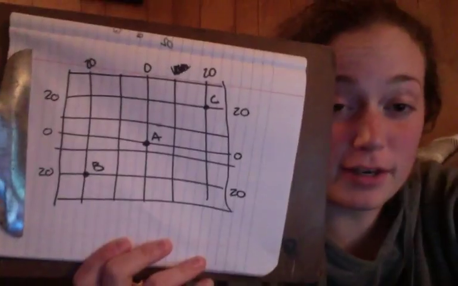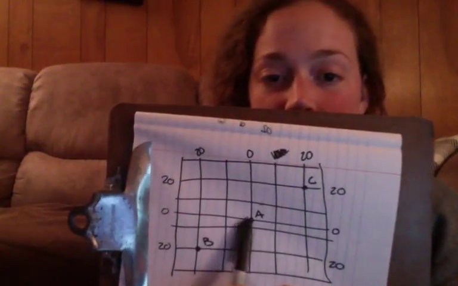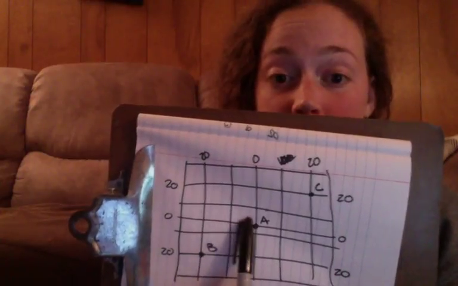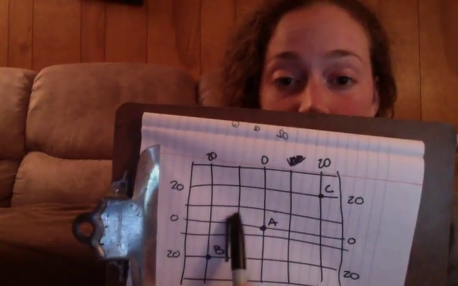Alright, I'm going to do A first because it's really easy. So if we look at A here, it's on 0, so it's 0 degrees, and it's also on 0 degrees longitude. So A is 0, 0.